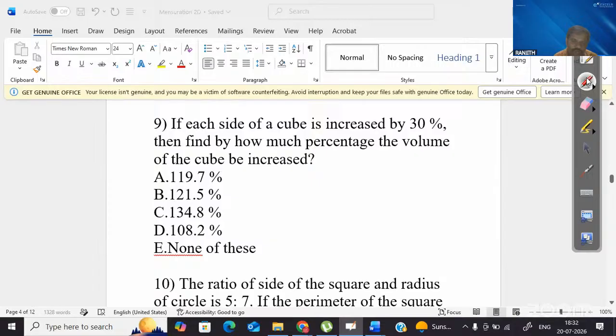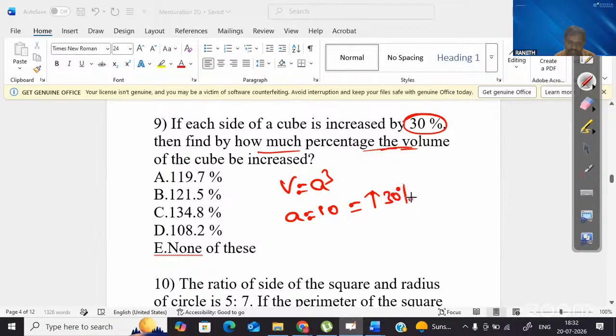Each side of a cube is increased by 30 percentage, then find how much percentage the volume of the cube increases. What is the volume of cube? It is nothing but a cube. So each side is increased by 30 is nothing but 130 percentage. A equal to 10. It is increased by 30 percentage. So out of 10, 30 percentage will be equal to 3.